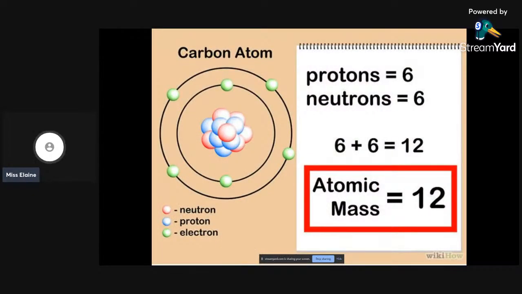So, I have here a carbon atom. As you can see, inside the nucleus we have protons and neutrons. We all know that carbon has 6 protons and 6 neutrons. So, all you have to do to get the atomic mass of this carbon is to add these protons and neutrons. So, 6 plus 6 is equal to 12. That's the atomic mass of carbon.